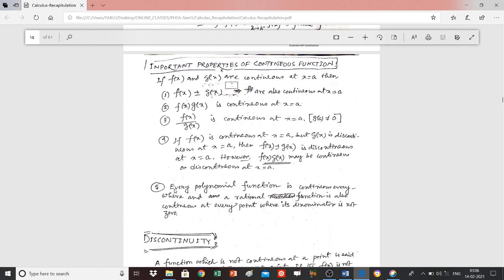And here is another point: every polynomial function is continuous everywhere. If you have given a polynomial function, then it is continuous everywhere. In a similar way, a rational function is also continuous at every point, but the condition in that case is that the denominator should not be 0. So this is the condition. If for a rational function the denominator is not 0, then the function is continuous.